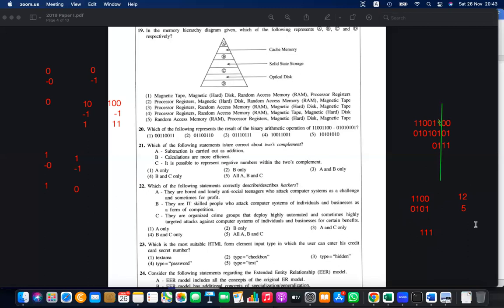12 minus 5 is 7. 7 is 111. Okay, where you can see 111. This is the answer, done. Addition is also the same, right? If addition happens, that is the same thing. Do the same: try to summarize the last 4 bits, get the answer, and find a matching answer.